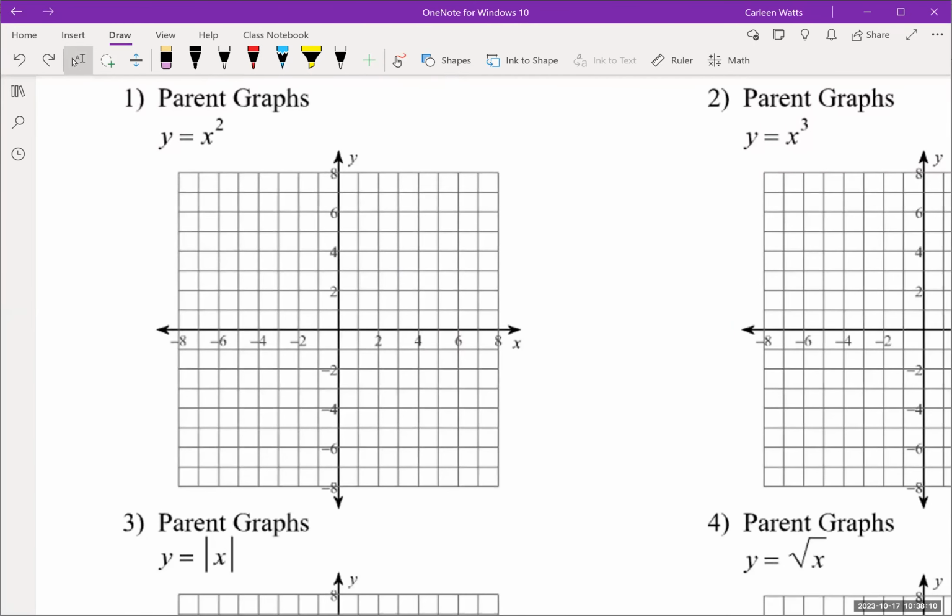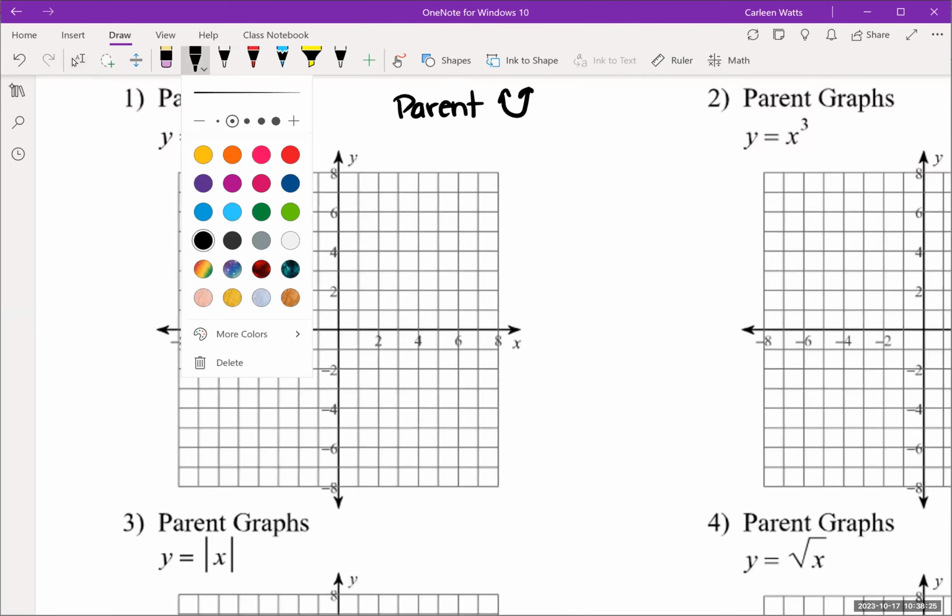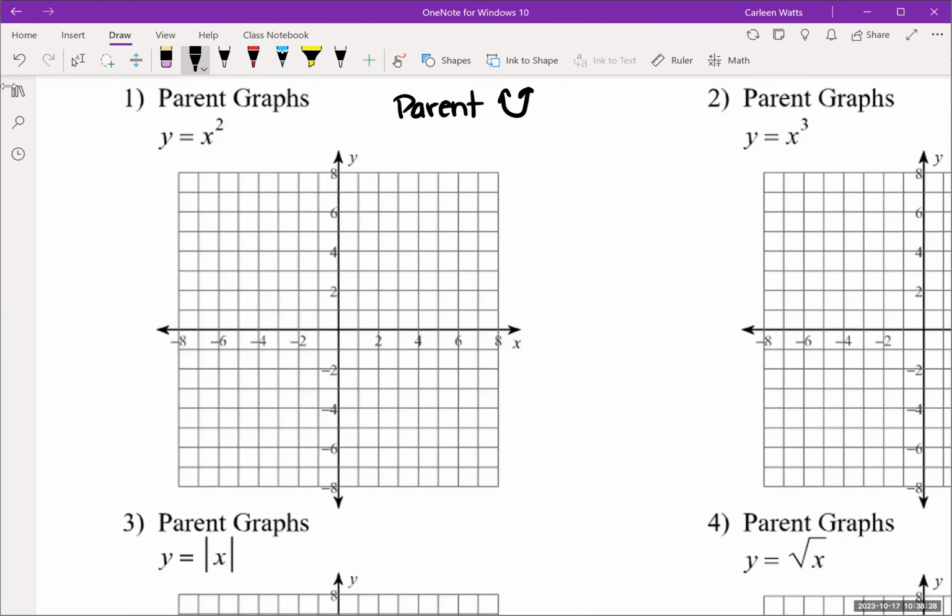Okay, so the parent graph with an exponent of 2 makes a u. So we're going to make a table: -2, -1, 0, 1, and 2. Oh, do we have calculators?